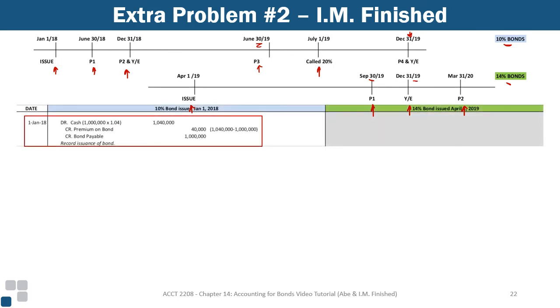So for the 10% bonds on the first issue, we're going to debit cash of $1 million at 104 because the company sold them at 104. So debit cash for $1,040,000. We will credit bond payable of $1 million, or you can credit the bond payable for $1,040,000, and then you don't have to keep track of a separate premium. Or if you want to go with $1 million in the bond payable, we just put the difference of $40,000 to the premium on the bond.